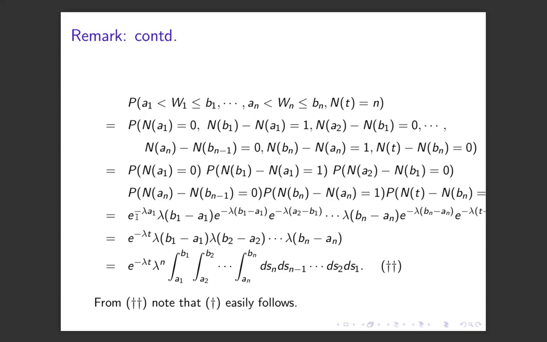So now note that e to the power minus lambda A1 will cancel with e to the power minus lambda times minus A1, and so on. Finally, what remains in the exponential term is just e to the power minus lambda t. All the others would have cancelled. And then lambda times (B1 minus A1), lambda times (B2 minus A2), lambda times (Bn minus An), all those things will remain.